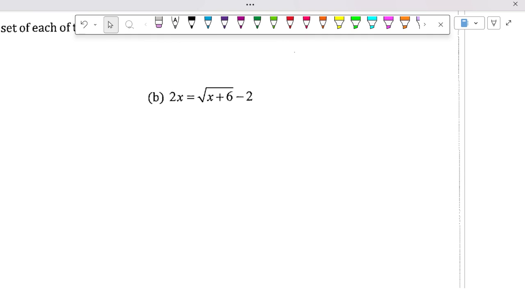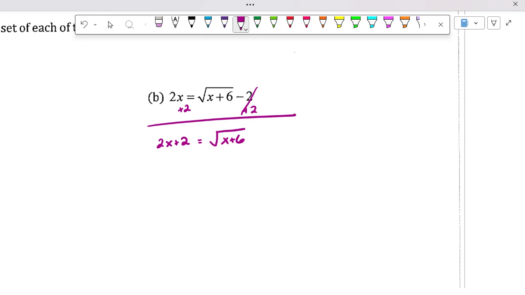First things first. I need to get the radical by itself, so I need to move the -2 by adding it to both sides. So this would be 2x plus 2 equals the square root of x plus 6.